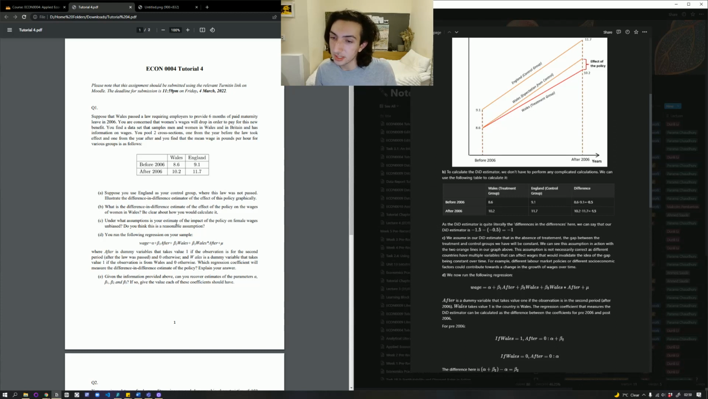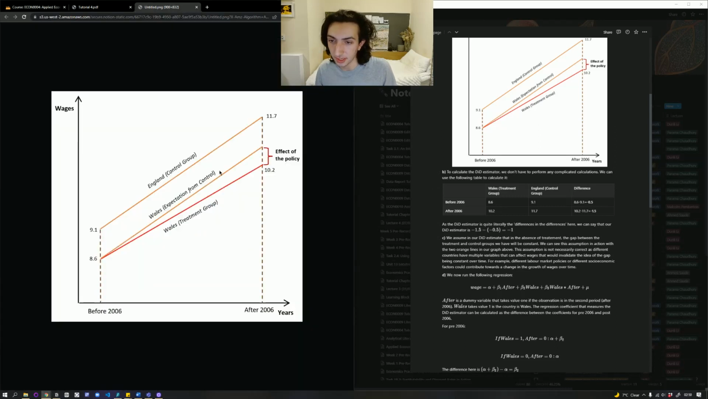What assumptions is your estimate of the impact of the policy on female wages unbiased? Do you think this is a reasonable assumption? So we assume that, from our diagram above, in the absence of treatment, both the control and the treatment group would have this constant gap. As you can see with these two orange lines, we're basically saying in the absence of treatment, they're going to be essentially parallel to each other.